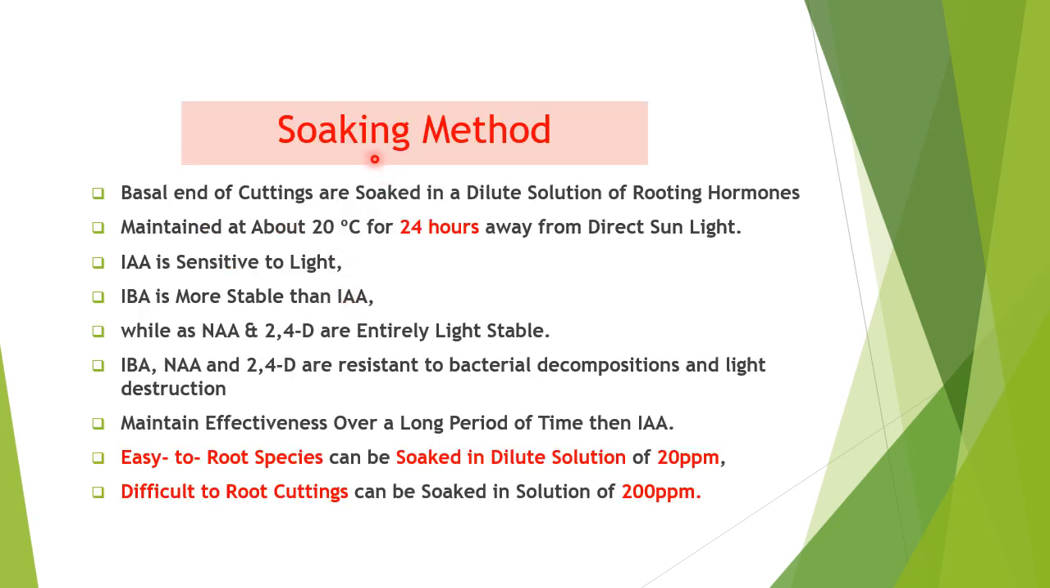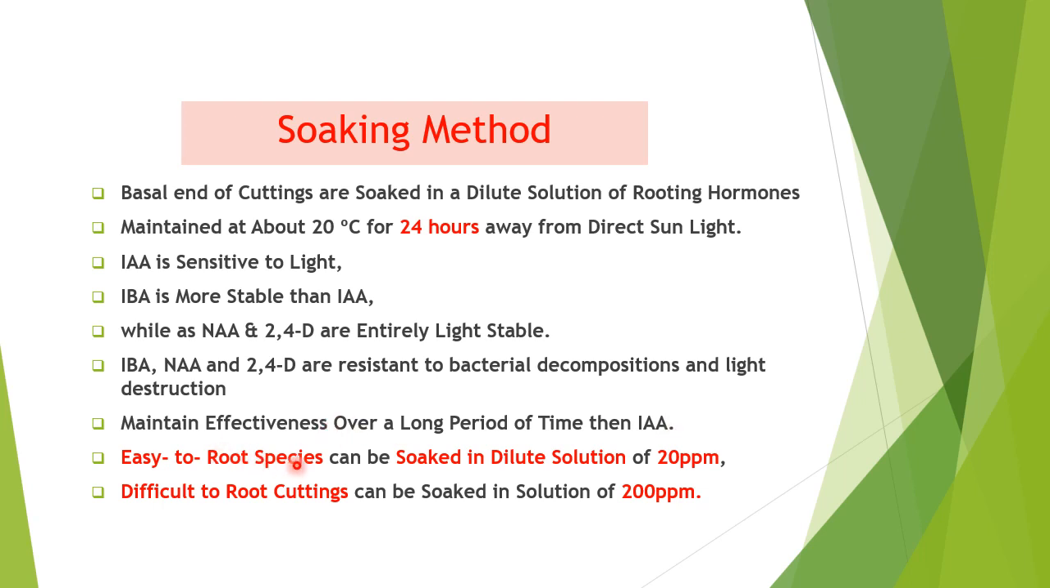So as I said, there is a soaking method and the dip method. In the soaking method, basal ends of cuttings are soaked in a dilute solution of rooting hormones and maintained at about 20 degrees for 24 hours away from direct sunlight. IAA is sensitive to light. IBA is more stable than IAA, while NAA and 2,4-D are entirely light stable. IBA, NAA, 2,4-D are resistant to bacterial decomposition and light destruction, and maintain effectiveness over a longer period of time than IAA.